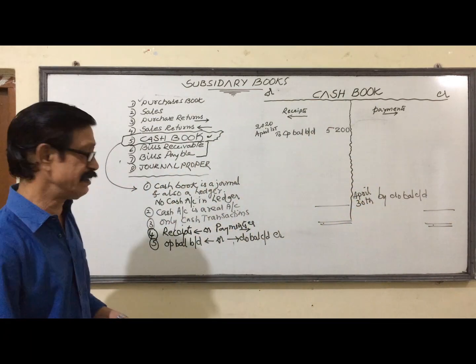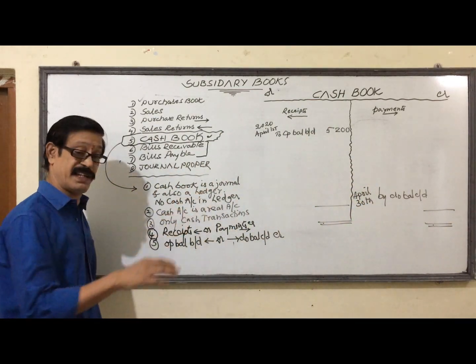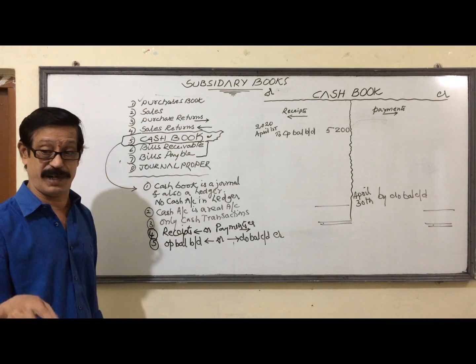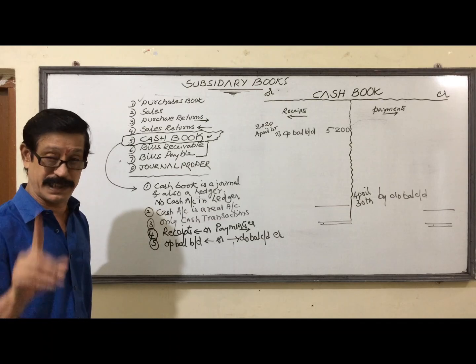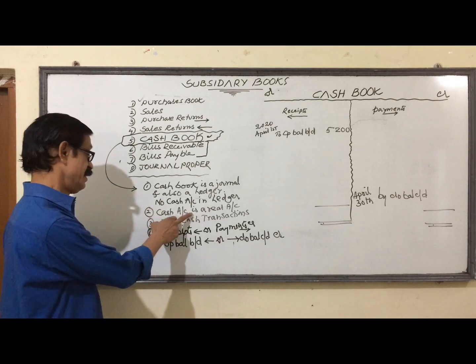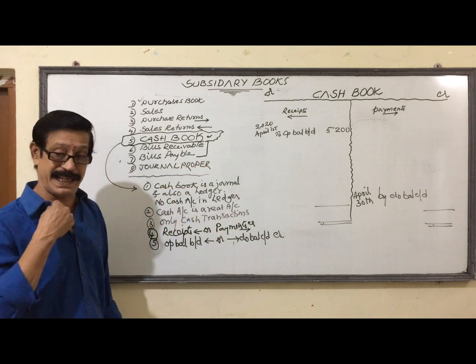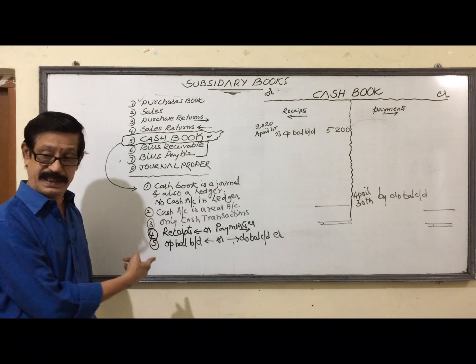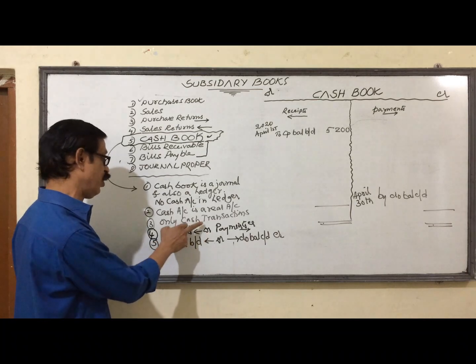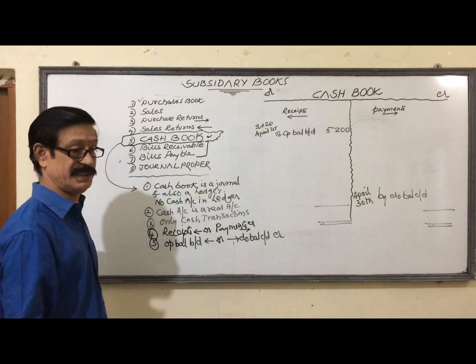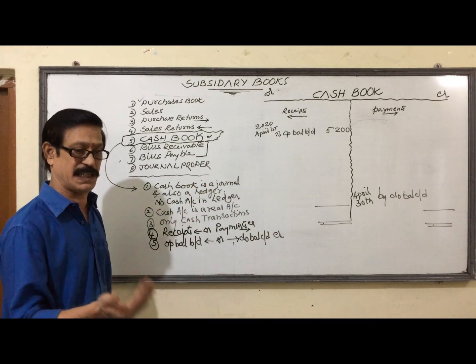Well, dear students, once again, cash account is a journal and also a ledger. It is a two-in-one. Journal is there, ledger is there. No separate cash account is maintained in the ledger. It is a real account. SAI is a personal account. Cash is a real account. Receipts are on debits. Only cash transactions are recorded. Whenever cash is received, whenever cash is paid.